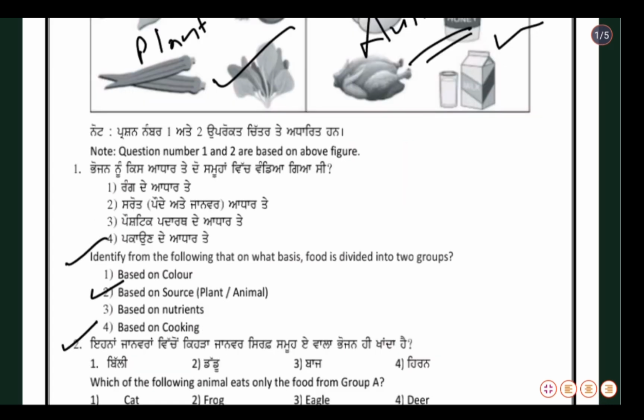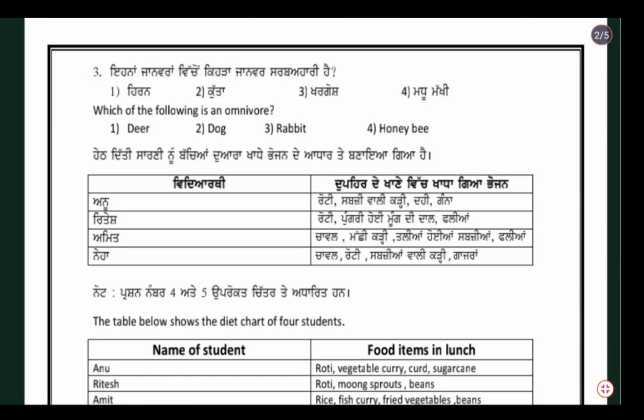So question 2 is, which of the following animals eats only the food from group A? And we are seeing that in group A only plants are shown. So let's see of these options, which of the animals is a herbivore. Only deer is a herbivore. It means deer eats only the food from group A, and this is your right option. So question number 3 is, which of the following is an omnivore that eats both plants as well as animals? So the right answer is dog.